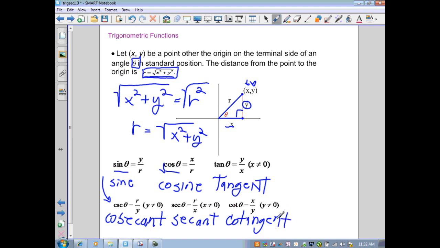And it's easy to identify that they are reciprocals because sine is y over r, while cosecant is r over y. Similar for cosine being x over r, and secant being r over x, and tangent being y over x, and cotangent being x over y. Of course, there are constraints that your denominators cannot have a value of 0, and that's why you have notations to the right of those values where they cannot equal 0.